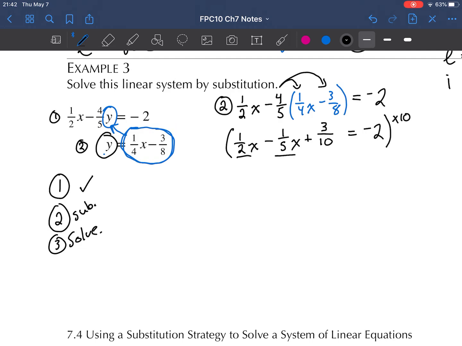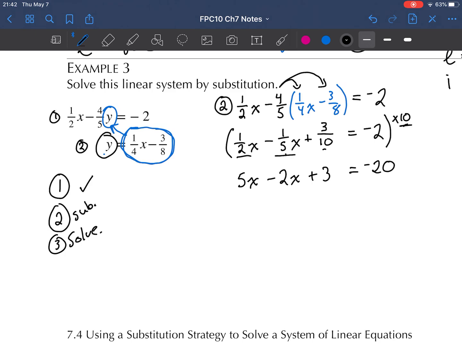So I'm going to multiply everything by 10. So 10 times 1/2 x will be 5x. 10 times negative 1/5 x will be negative 2x. 10 times 3/10 will be plus 3 equals negative 20. So I was able to get rid of all my fractions by multiplying by 10 because 2, 5, and 10 are all factors of 10. 10 is the least common multiple of 2, 5, and 10.